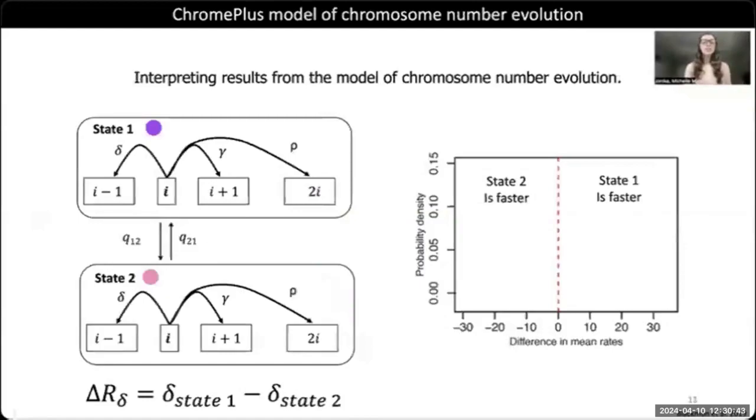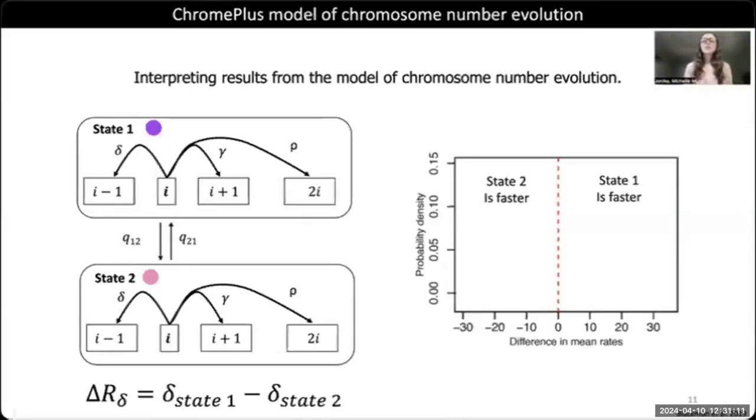And so for ease of interpretation, we present results from this model as a mean rate difference across our posterior distribution of trees for a given clade. And that mean rate difference is pictured under the model on the left-hand side of this slide. And so in this example, we have the mean rate difference in fusions, where we calculate delta R of fusions equals the fusions in state 1 minus the fusions in state 2 to estimate the magnitude of each parameter, or in this case, the fusion parameter.